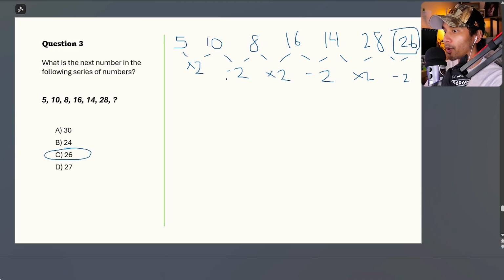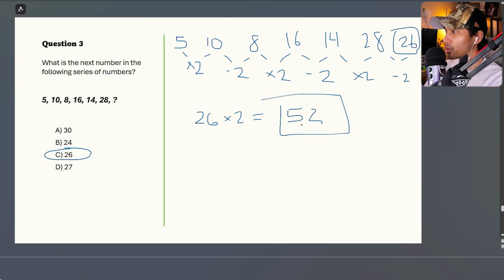And yes, this is alternating operations. So in here, we multiplied by 2, then minus 2. Then again multiplied by 2, then minus 2, and so on and so forth. Our next number will be 26 times 2 equaling 52, right? 52.